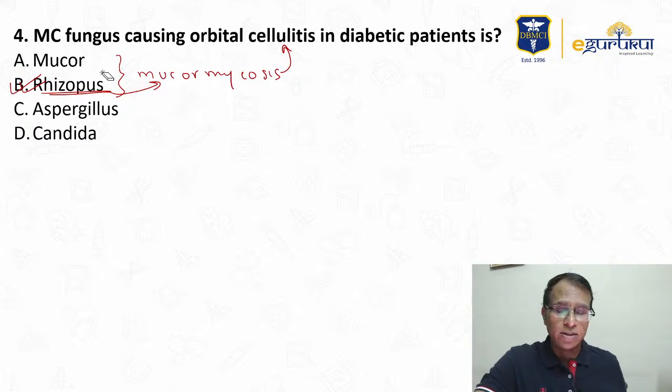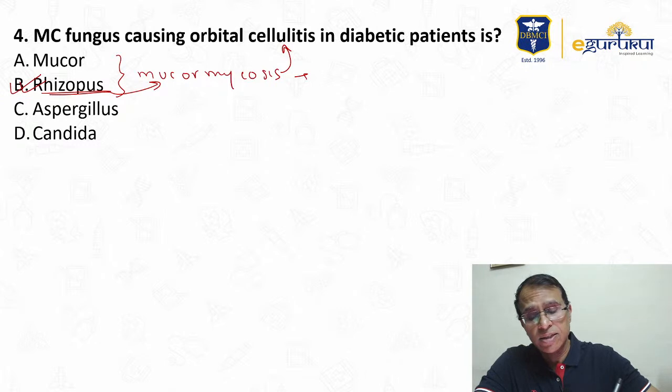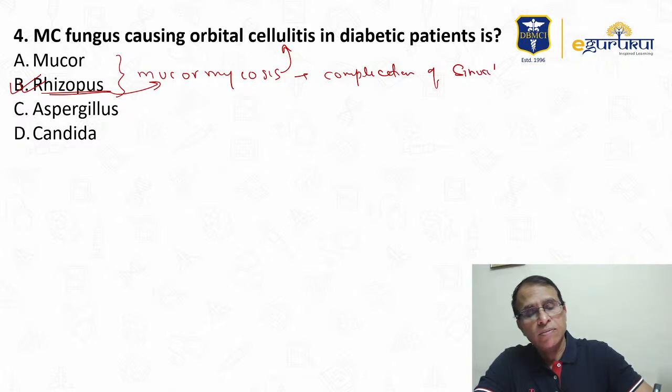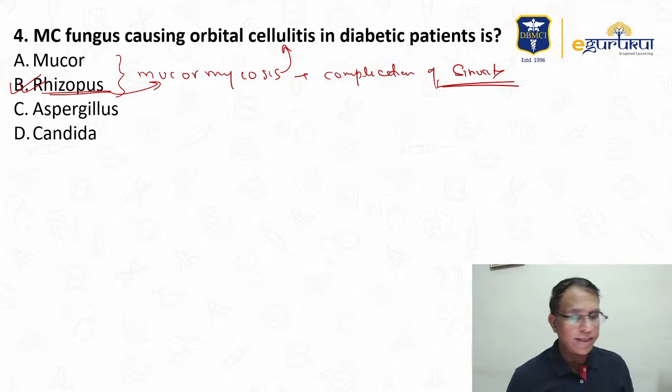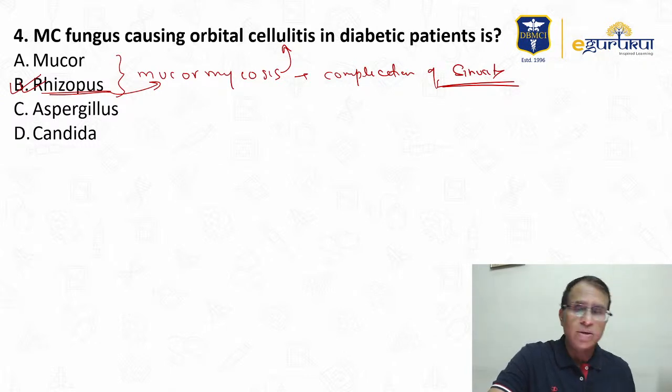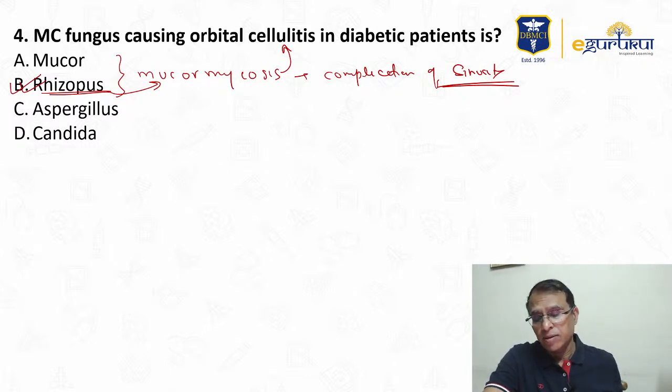Mucor is also a correct answer. We are assuming this is from the orbit, as a complication of sinusitis. I'm assuming this. Right. Okay. So B is the correct answer. If you got it wrong, and so many of you got it wrong, I don't mind, because the name is misleading, and Mucor is not a 100% wrong answer. Almost it is there, both are almost equal.